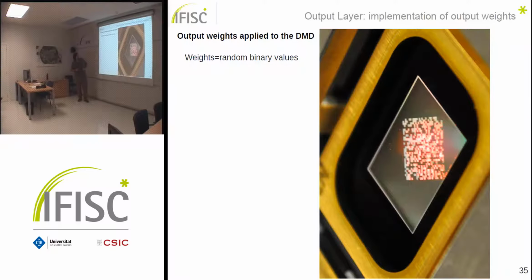Here I'm showing a photo of the DMD that we are using. It's a photo taken by us, where we have loaded a 30 by 30 matrix, where the weights are randomly chosen, 0 or 1. You can actually see, microscopically, the area and the tiny little squares, the 30 by 30 lattice, where we have 2 levels of reflectivity, because some of them are tilted in the other direction and the others are tilted towards us. So you can see the DMD in action.